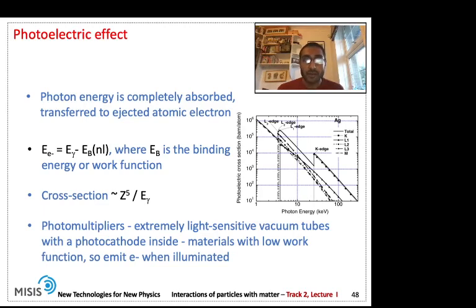Okay, so this gives us the idea for photomultipliers. These are extremely light sensitive vacuum tubes that have a photocathode deposited on the inside of some window. This is some material with a very low work function. So when an incoming photon strikes this, they emit electrons, and those electrons, by some amplification, we can then turn into a current which we can read out.